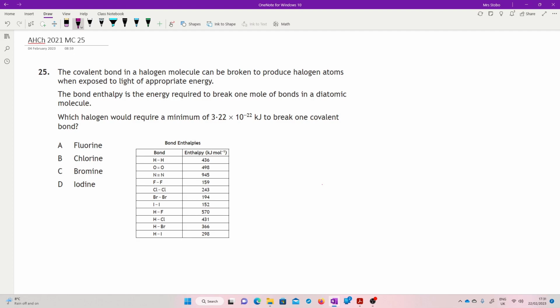The bond enthalpy is the energy required to break 1 mole of bonds in a diatomic molecule. Which halogen would require a minimum of 3.22 times 10 to the minus 22 kilojoules to break 1 covalent bond? Right, this is kilojoules per mole, and we're looking for how many for 1 bond. So basically, you just have to take each one. So let's start with fluorine. Fluorine is 159 kilojoules per mole, but I want per bond, so I'm just going to divide it by L, so 6.02 times 10 to the 23, and I get 6.61 times 10 to the minus 22.